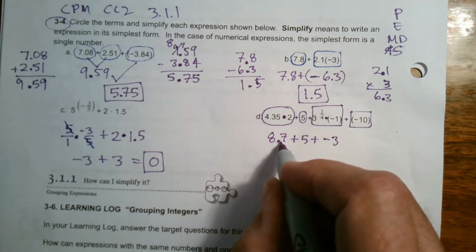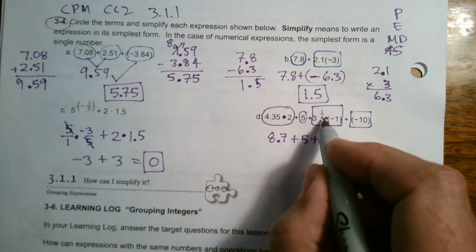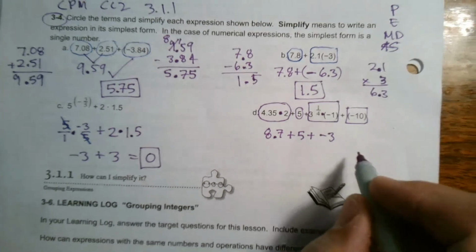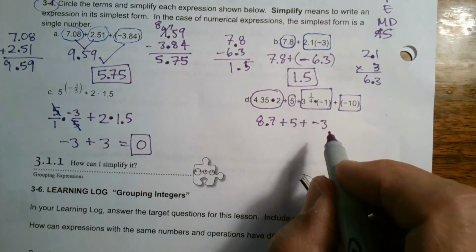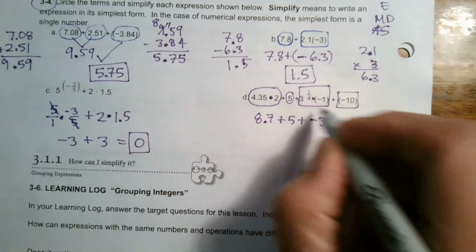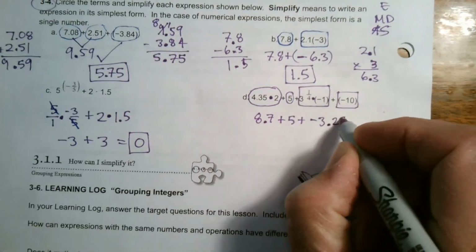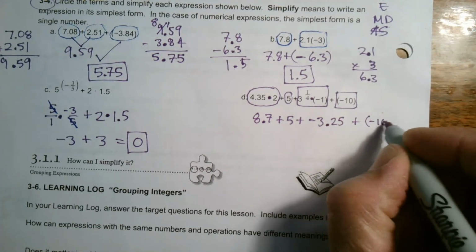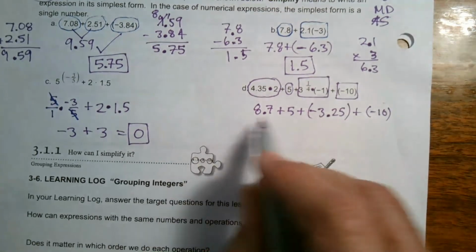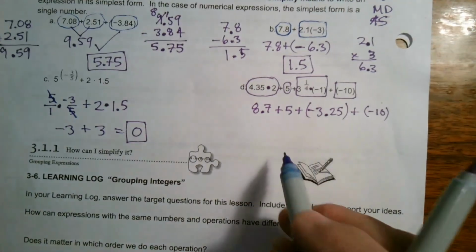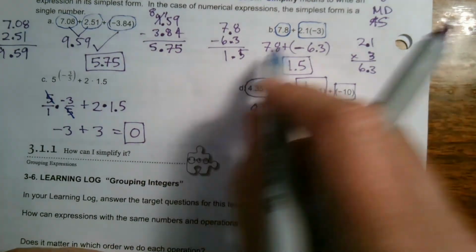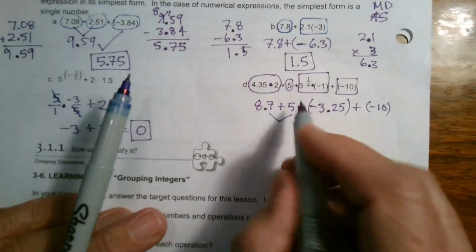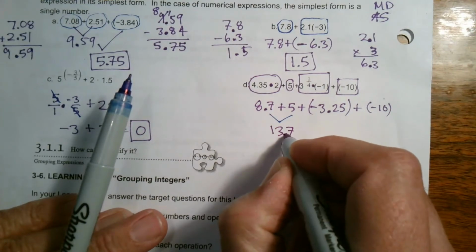Now, I notice I have a decimal place here and I have a fraction here. So I'm going to just make that fraction into a decimal so it's easier in the end to do my addition, subtraction. So 3 1/4 is 3.25, and then plus that negative 10, right? So now I have that string of addition. So with all addition, I just go from one to the next. So those two add up. 8 7/10 plus 5 makes that 13 7/10.